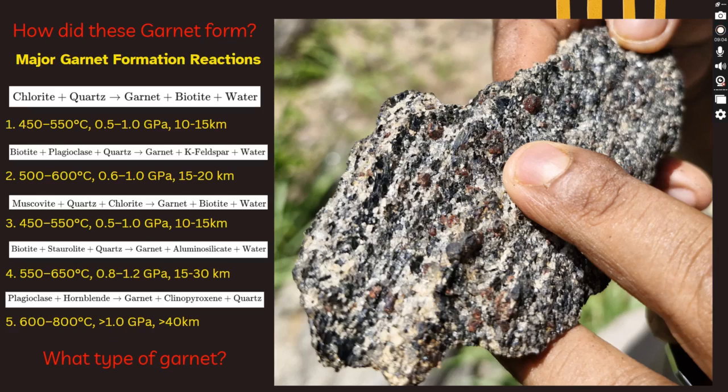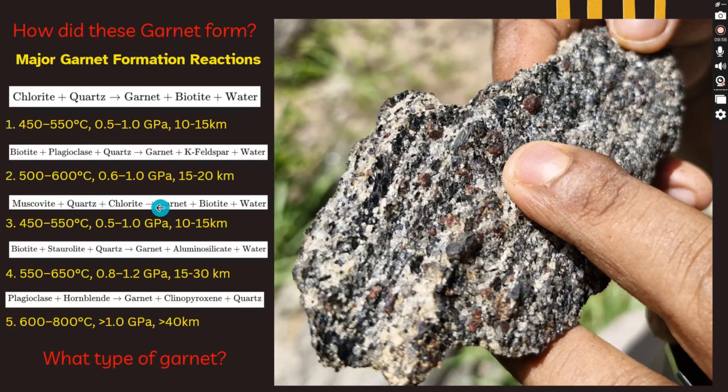Okay, so let me introduce these major 5 reactions first. Chlorite plus quartz gives garnet, biotite, water. So biotite and garnet will be available. Here you see garnet and biotite common and quartzo-feldspathic material is common. And muscovite and chlorite must have gone away due to reaction. So it is most likely that equation, which usually occurs at 10 to 15 kilometer depth, corresponds to 0.5 to 1 gigapascal pressure, 450 to 550 degrees Celsius. And another reaction often may happen, biotite plus plagioclase plus quartz, that also leads to form garnet, K-feldspar, water.